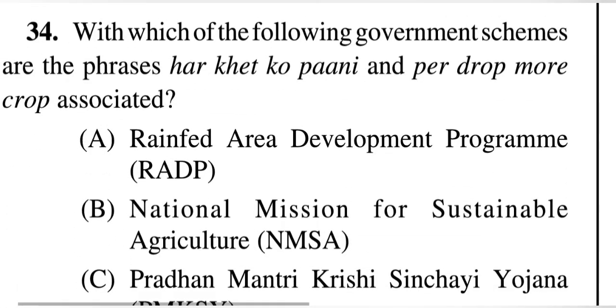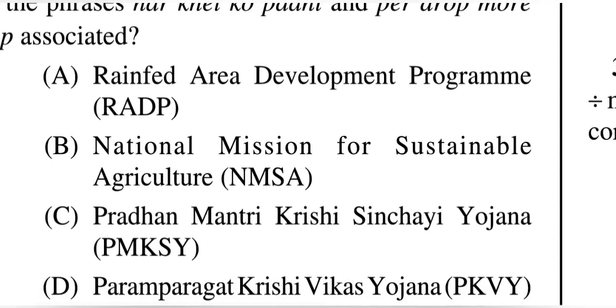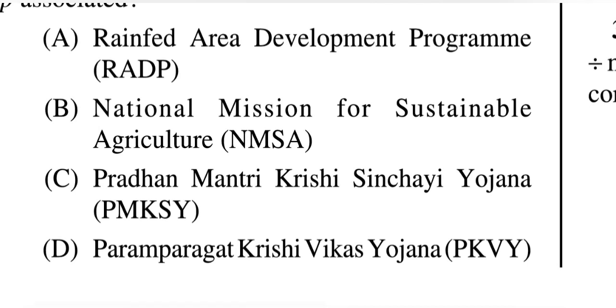Next question, it says, with which of the following government schemes are the phrases "har khet ko pani" and "per drop more crop" associated? Per drop more crop. Let me reiterate the question. Options are Rain Fed Area Development Program RADP, National Mission for Sustainable Agriculture NMSA, Pradhan Mantri Krishi Sinchai Yojana PMKSY, and then Paramparagat Krishi Vikas Yojana PKVY.